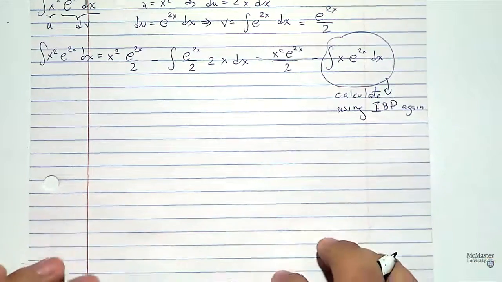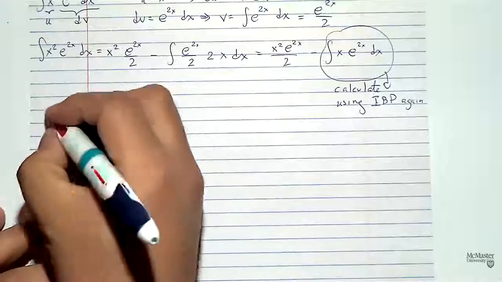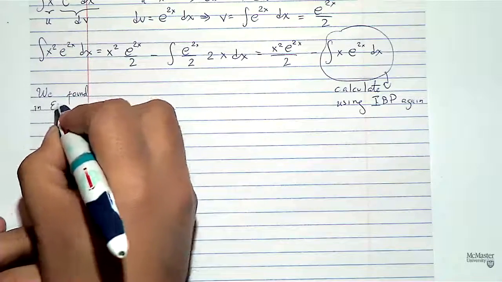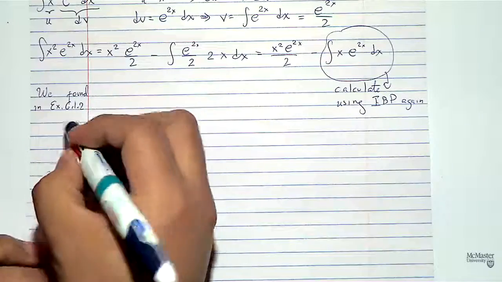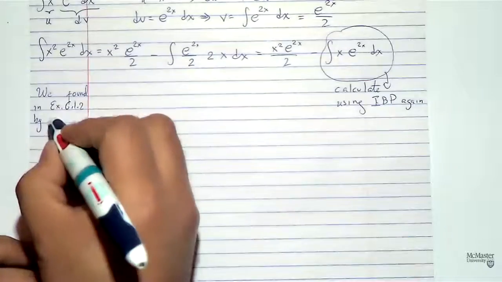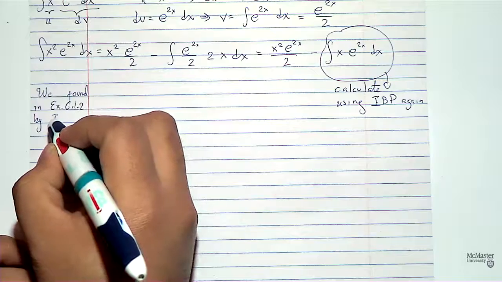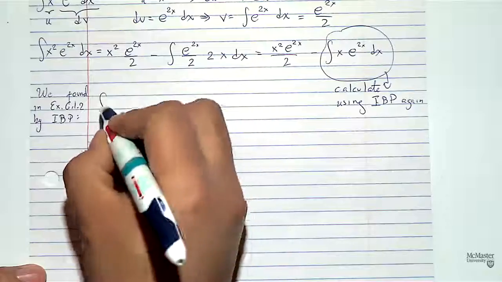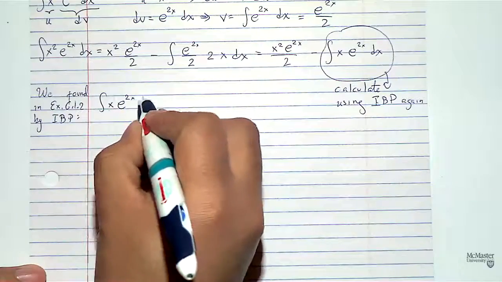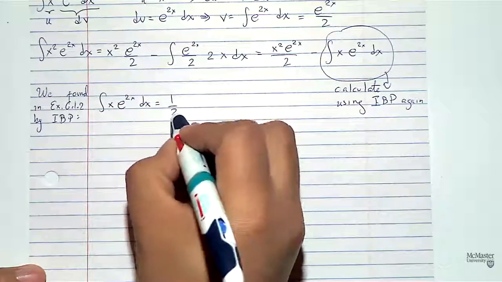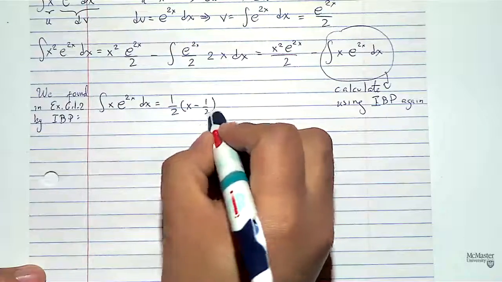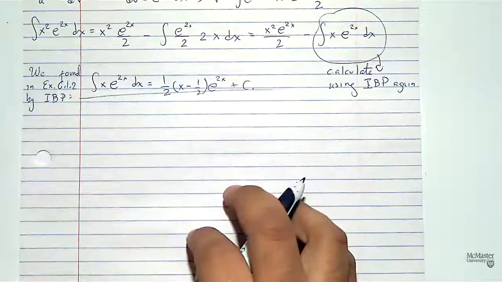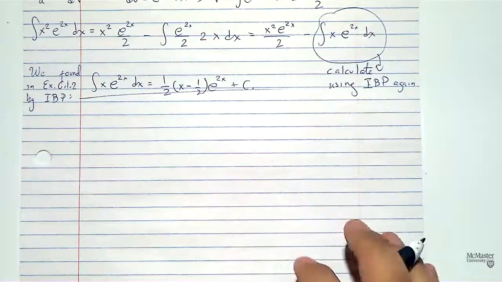So IBP stands for integration by parts. And if you remember, we found in exercise 6.1.2, which was actually 2 days ago, I'm sorry about that, the integral of x e to the 2x dx. This was found to be 1/2 of x minus 1/2 multiplying e to the 2x plus a constant. So we're just going to plug in this. If you don't believe it, check your notes from 2 days ago.